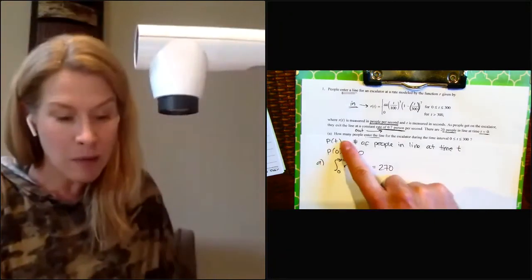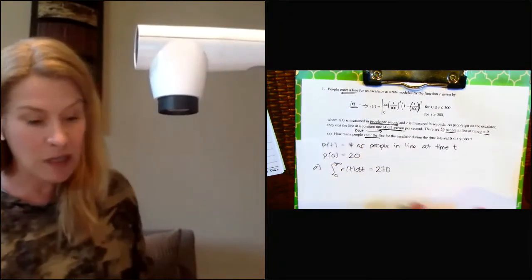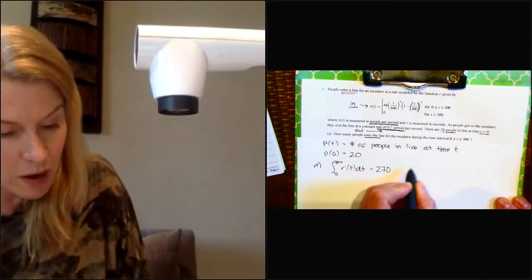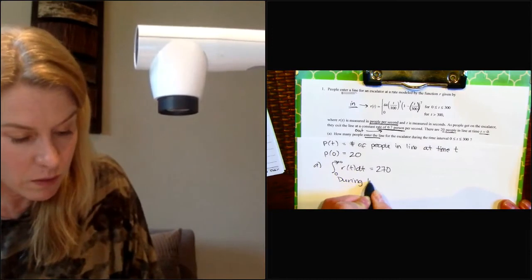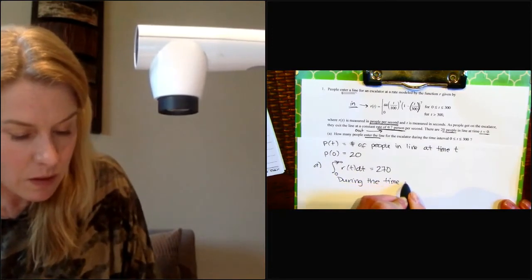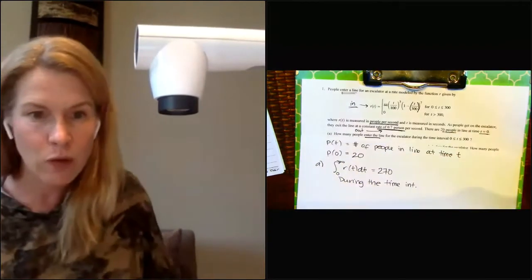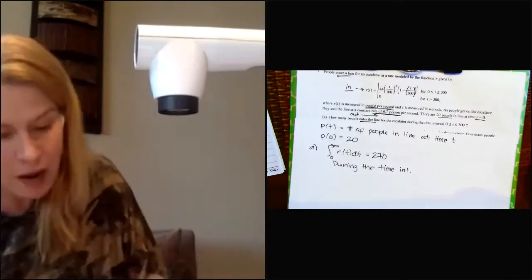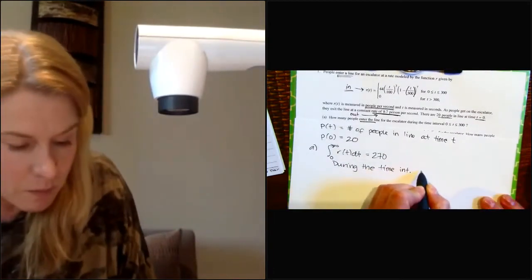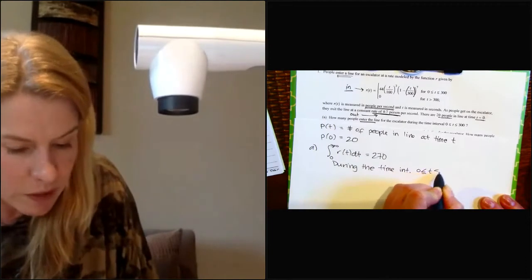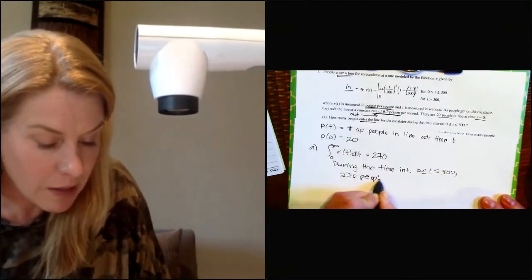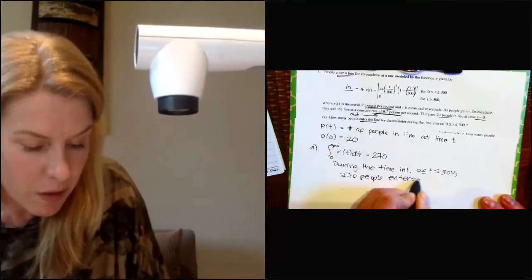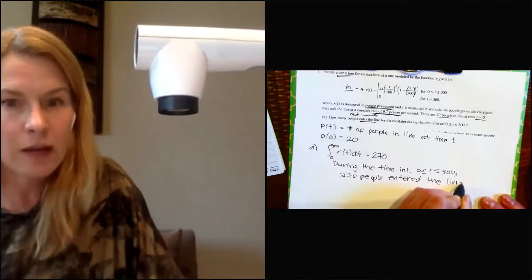So the question was, how many people entered the line? I got 270. So I would write out in words, you know, during the time interval, and I don't want to waste my time with you guys just writing things out here, but during the time interval 0 to 300, 270 people entered the line. Sorry, my handwriting got sloppy there.